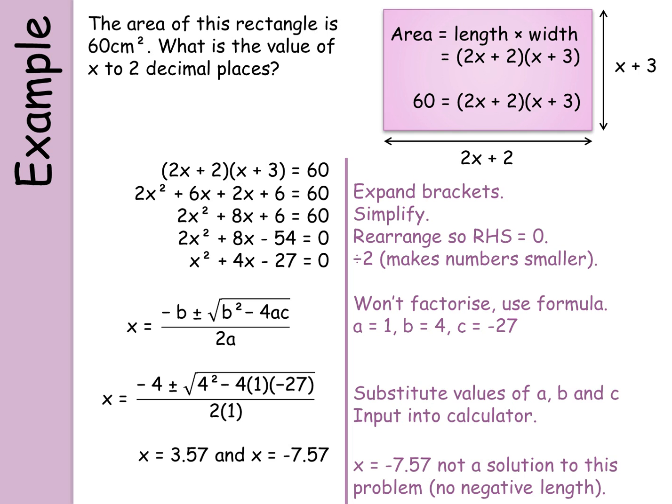To be fully correct, you should write down at the end that the solution here in this context, because we're considering lengths, is x is 3.57 rounded to 2 decimal places. There are lots of other contextual problems that can involve quadratic equations. A good tip, like I said before, is to look out for anything where you're multiplying two things together and you don't know the amounts involved.